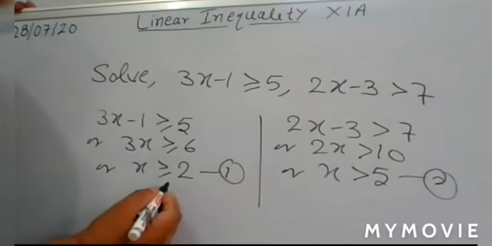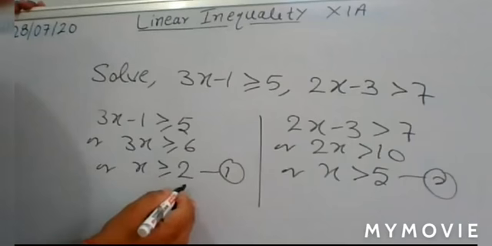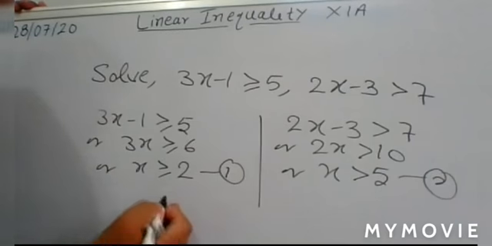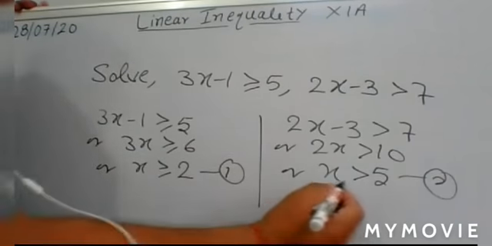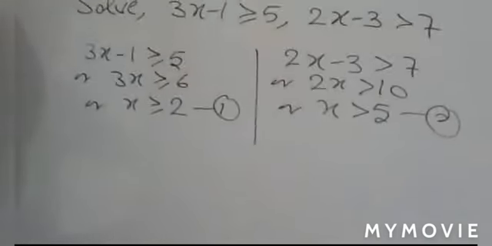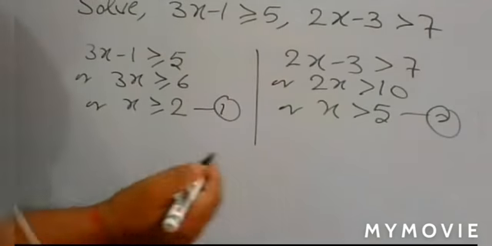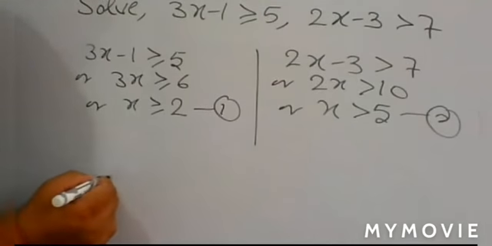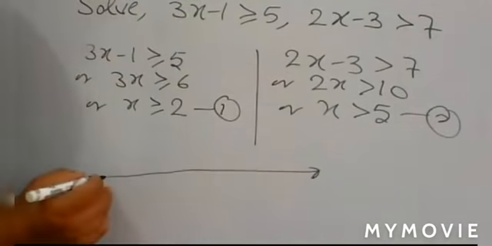So here in the first case you have x greater or equal to 2, and here you have x greater than 5. So in which way can you say what your common solution is? That can be very easily verified with the help of a number line.